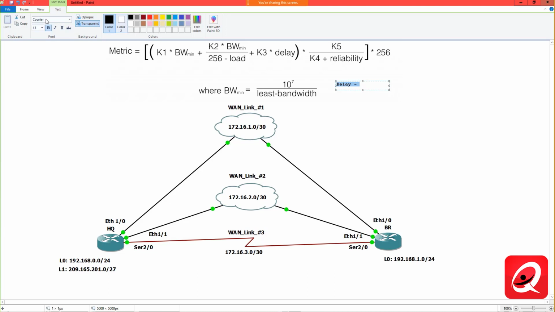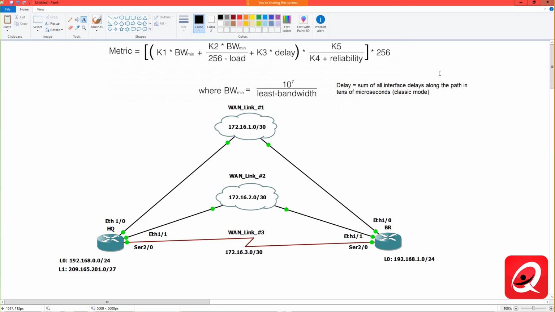let's change the font there so it's easier to read. Okay, so delay is going to be equal to the sum of all interface delays along the path in tens of microseconds. Now, keep in mind that we're talking about classic mode, not named mode or multi-address family mode. All right, we're talking about the classic configuration.